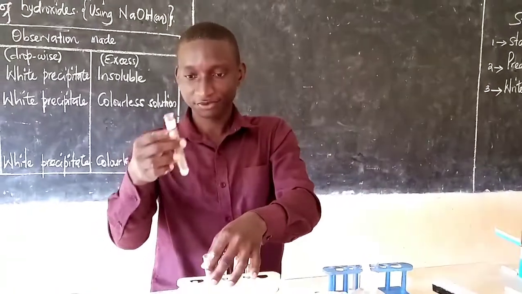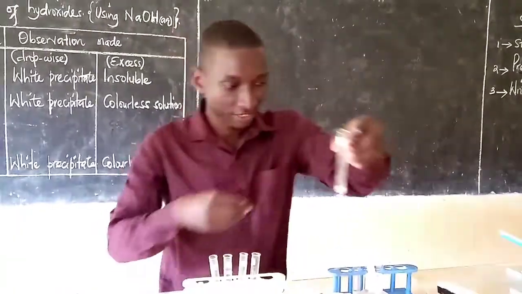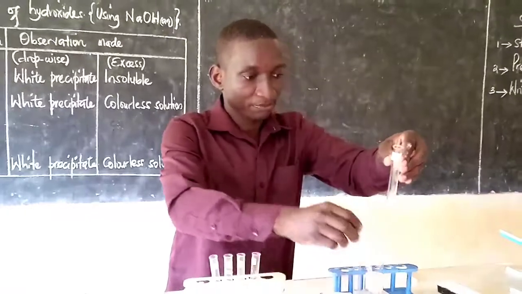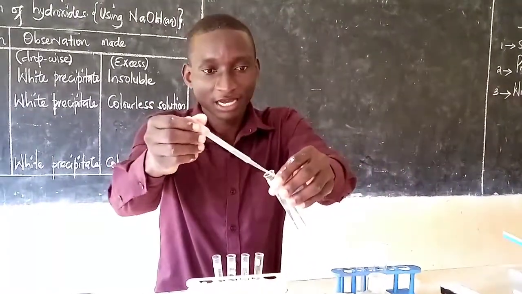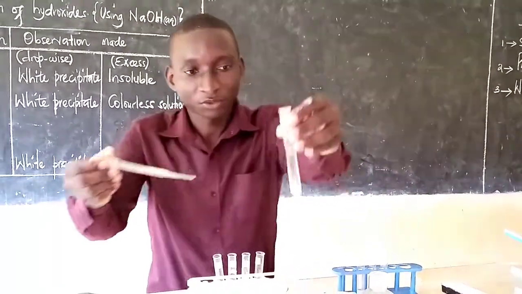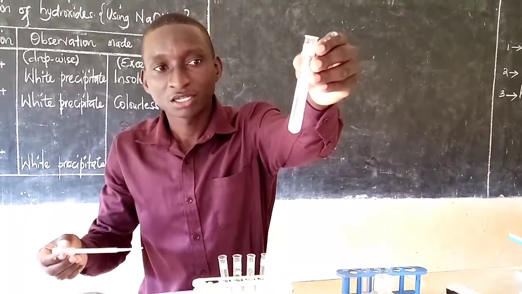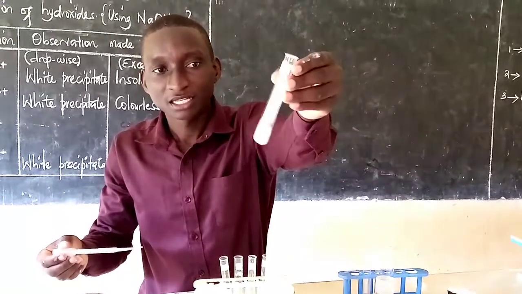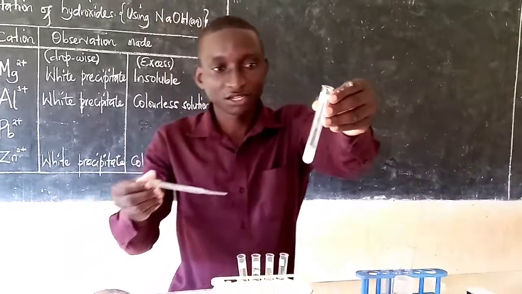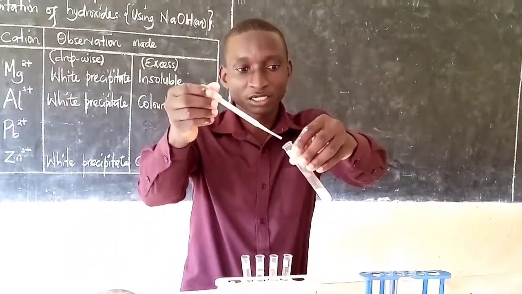That is enough. That is our lead. We come and pick sodium hydroxide, add drops. We see what takes place. We can clearly see that drop-wise, it is giving us what? A white precipitate.